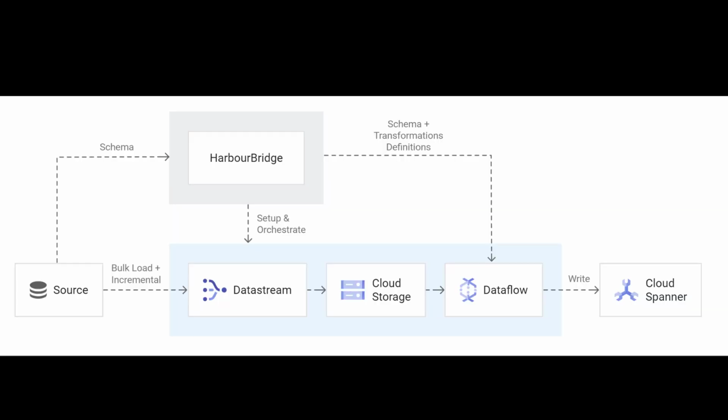HarbourBridge is an open source tool for migrating data and schema to Cloud Spanner. HarbourBridge connects to the source database and, inherently, in a single unified interface, sets up and orchestrates bulk load and incremental data and schema streams to Cloud Storage, processes with Dataflow, and writes it all to Cloud Spanner.